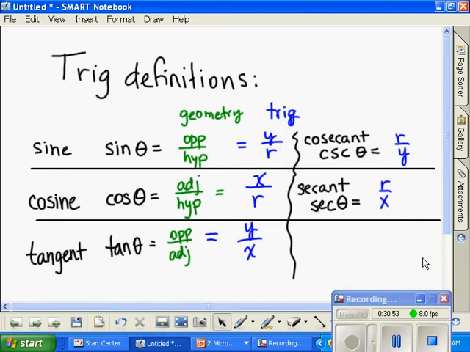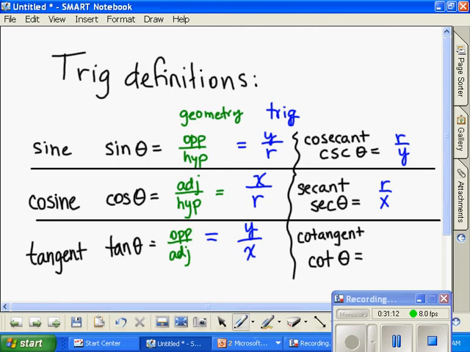And finally, for tangent, the reciprocal of that one, the name actually makes it easy to remember. It is cotangent. The abbreviation for that is COT. We put our theta behind it. What do you think the definition for cotangent is? X over y. Very good. So tangent and cotangent are pretty easy to remember. The other four students sometimes get confused.